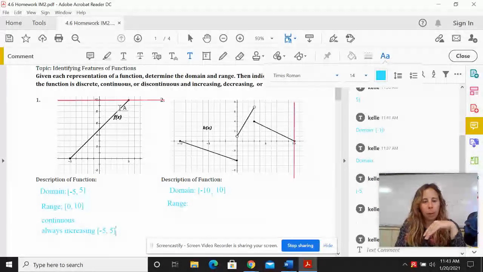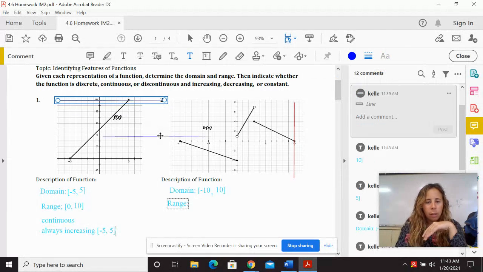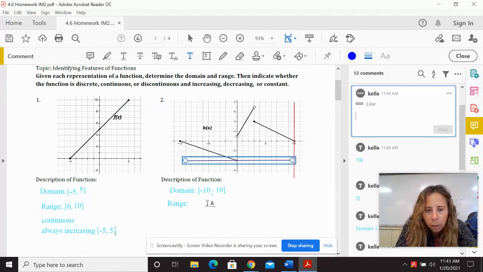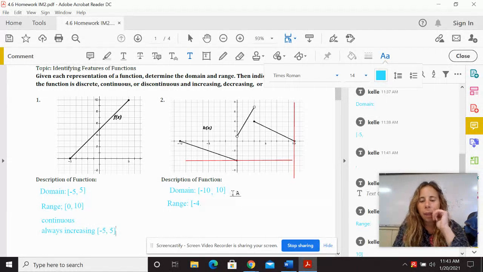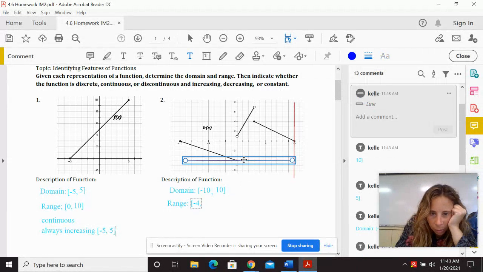Low to high. Let me grab this line. So what's your lowest point? Right there. And that is negative 4. So your range, bracket, negative 4. Bracket, negative 4. And then, let's see if we keep going up.